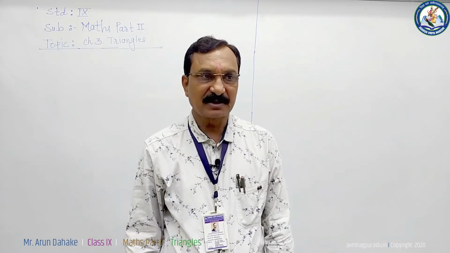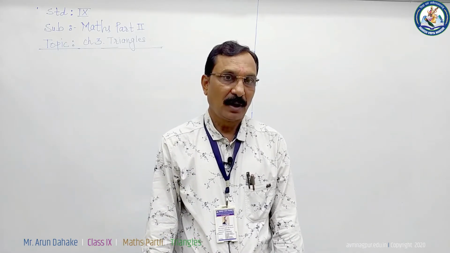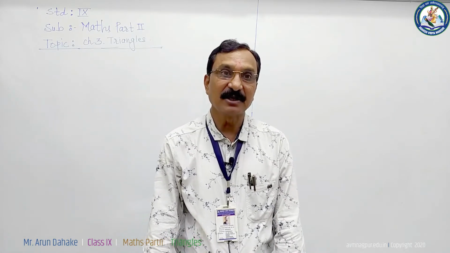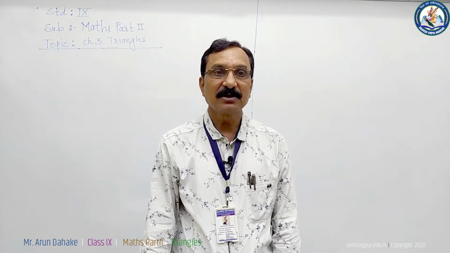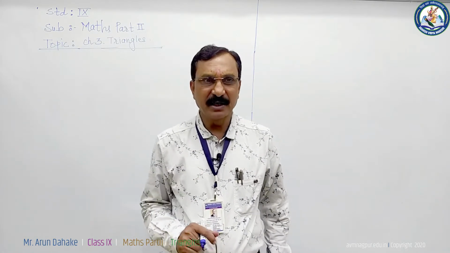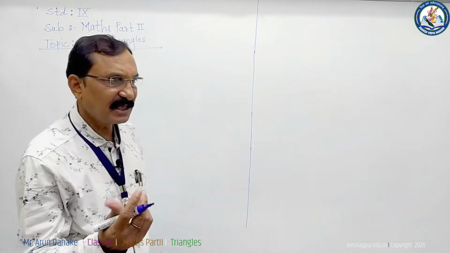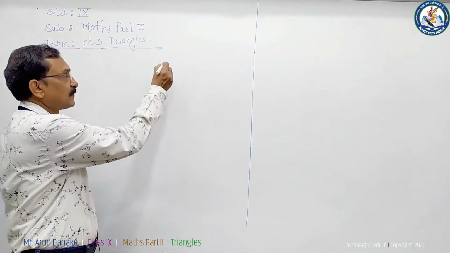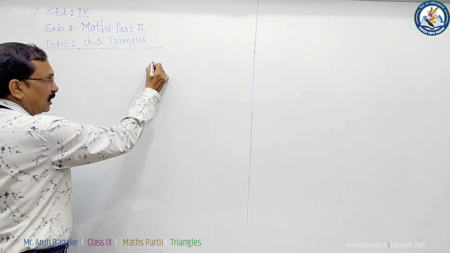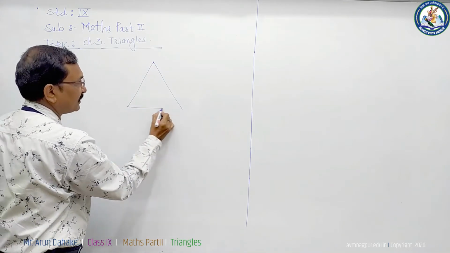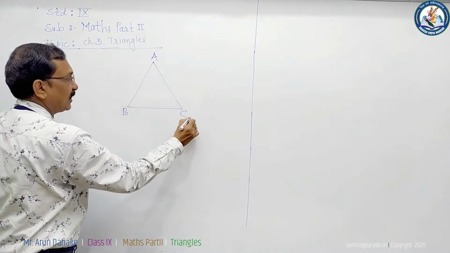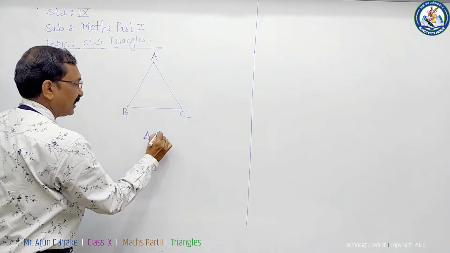I will teach you Maths Part 2 of 9th standard, and we'll see chapter number 3, that is triangles. We'll see the basics of triangles first. Triangles have three sides. ABC is a triangle.